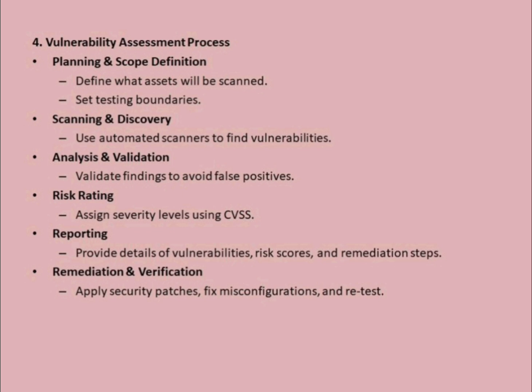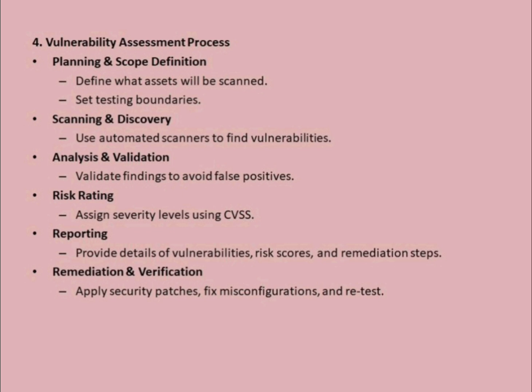4. Risk rating. After validation, each vulnerability is given a risk rating based on its severity and potential impact. A common method for this is the CVSS, Common Vulnerability Scoring System, which assigns a score from 0, low risk, to 10, critical. For example, an SQL injection flaw in an online shopping website may be rated as high risk because attackers could steal customer credit card details, whereas an outdated internal printer driver might be considered low risk. This step helps organizations prioritize which issues to fix first.